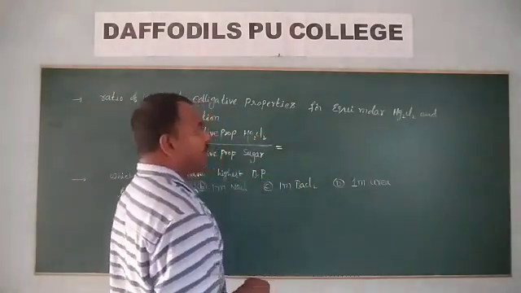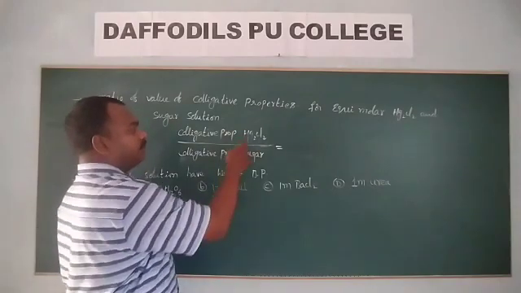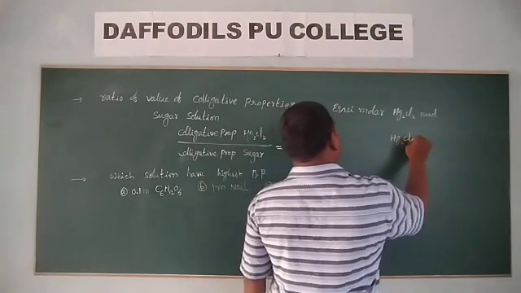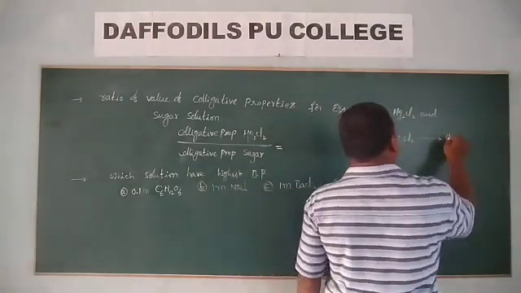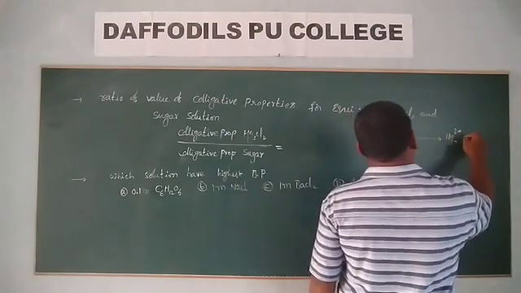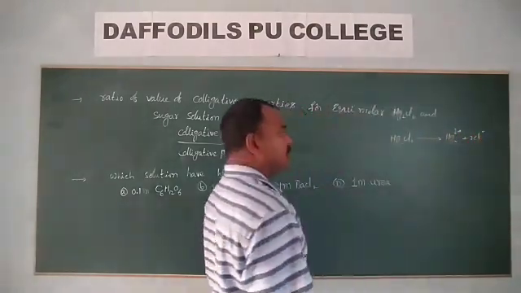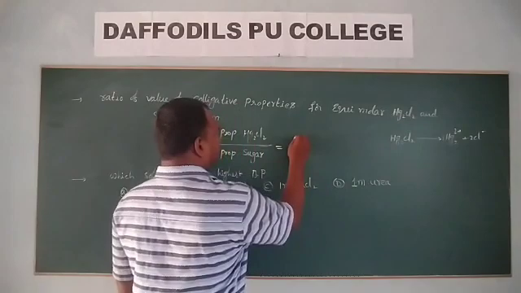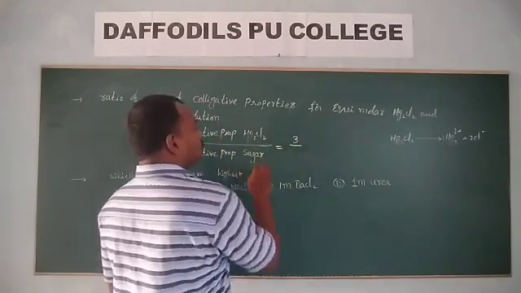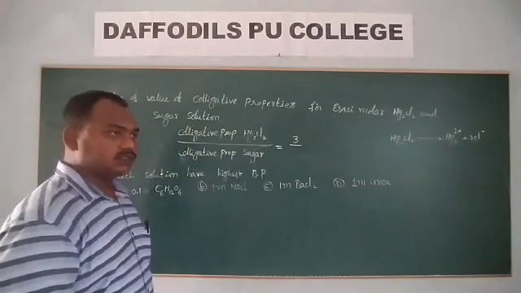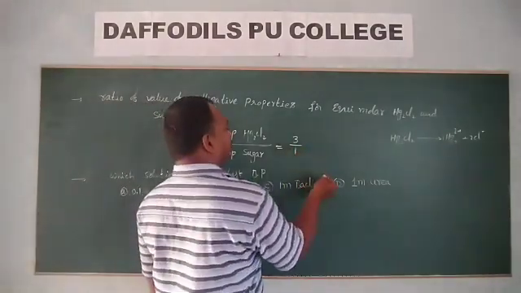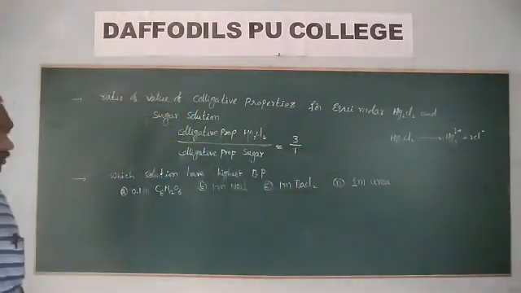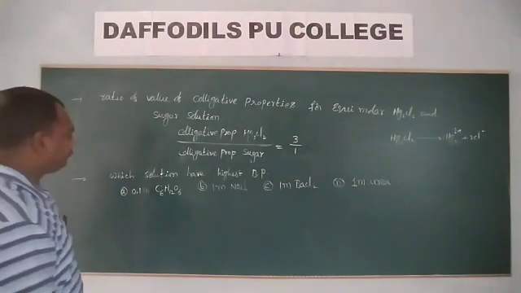Colligative properties are directly proportional to the number of particles. When mercurous chloride undergoes dissociation, Hg2Cl2 gives rise to Hg2 2 plus and 2Cl minus. So how many particles do we get? Only 3 particles, not 4. So 3 by sugar. Sugar does not undergo dissociation or association, so 1. So what is the ratio? 3 by 1, 3 is to 1. Now look at this one.